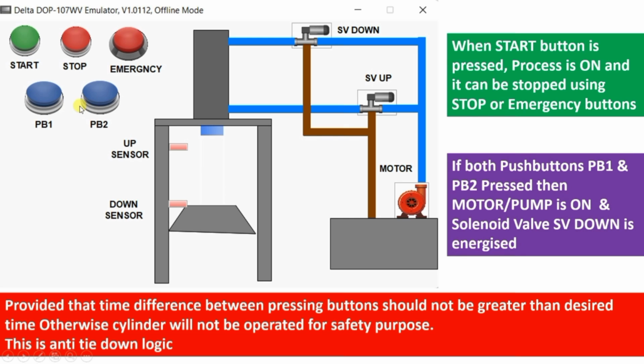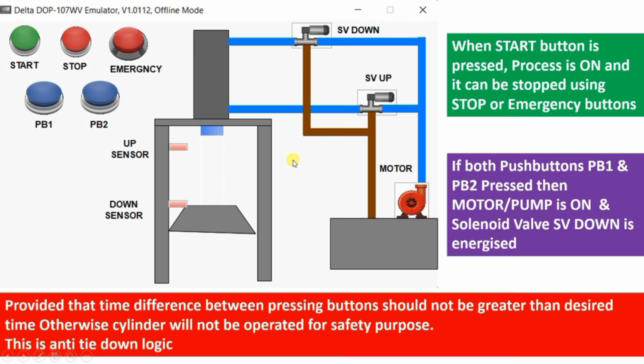This means the time difference between pressing both buttons should not be greater than our desired time. If the time difference between pressing the buttons increases beyond our desired time, then this valve will not operate and the cylinder will not come down, because it may be possible that one hand of the operator is still over here, and with the other hand he presses the push button. So to protect his hand, we have created this anti-tie down circuit. This is called anti-tie down logic. We have understood how the cylinder will come to the downward position.